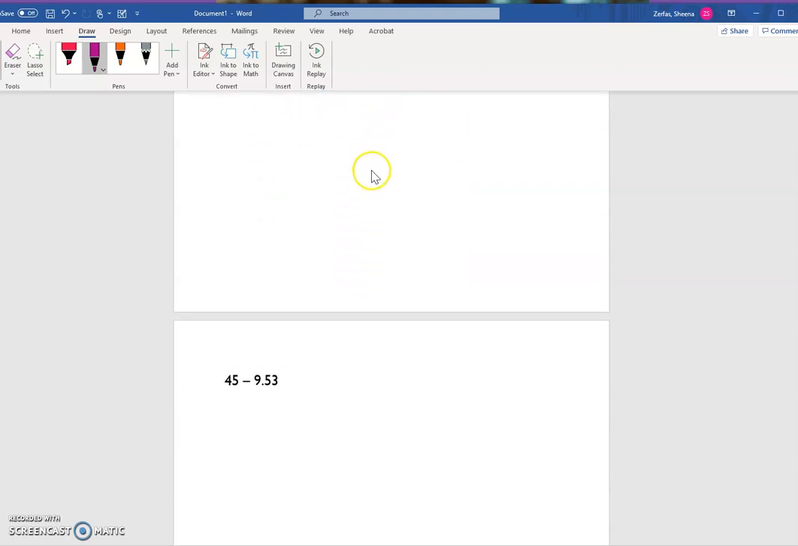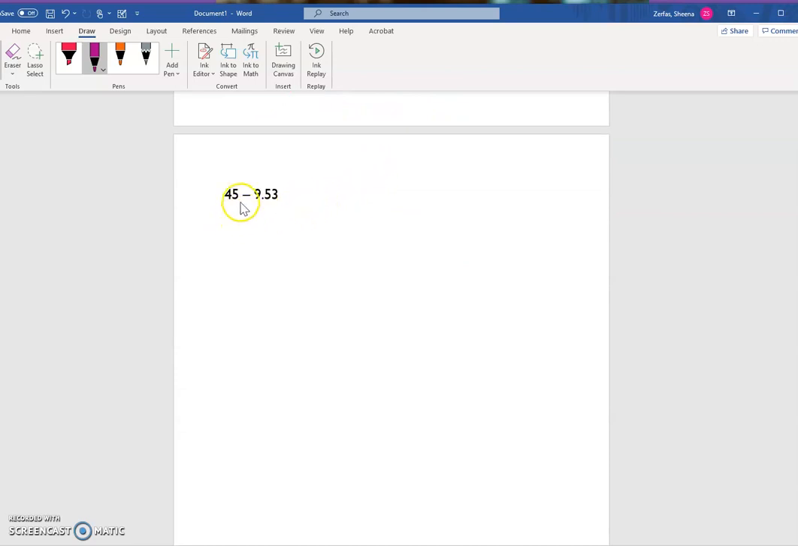I'm going to follow the same process when I set up this subtraction problem. One important thing to remember when you're thinking about decimal and place value, the decimal point always comes after the ones place. So if you see a whole number like we have here in 45, we could say the decimal is right there to the right of the 5.